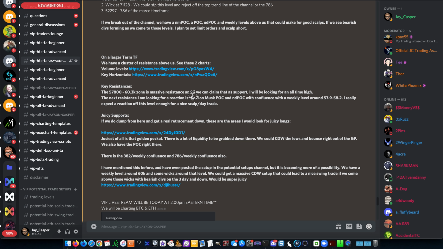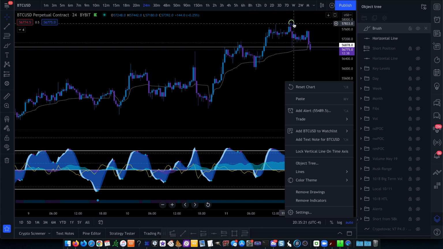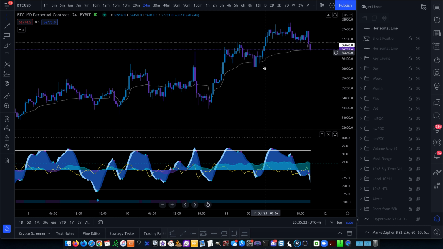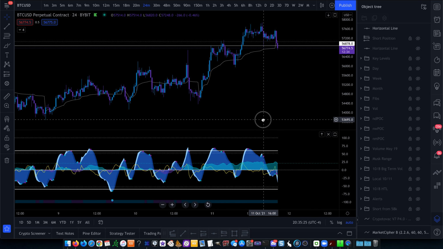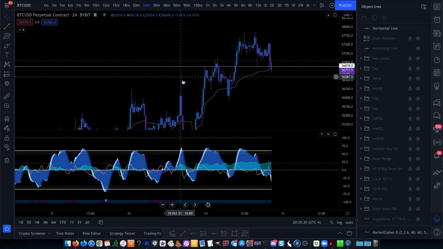Yeah, right here, the next resistance I'm looking for is right around 57.9 to 58.2. I really expect a reaction off this level for a nice scalp or a nice day trade, okay? The reason why I was expecting such a sure reaction from it is because all the time frames were lining up in my direction.